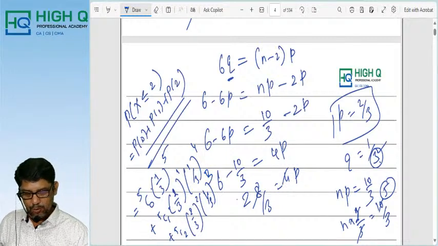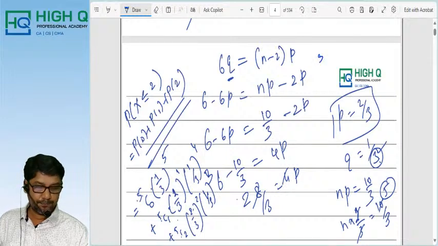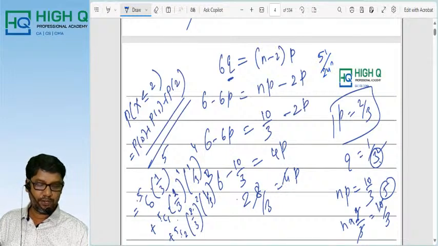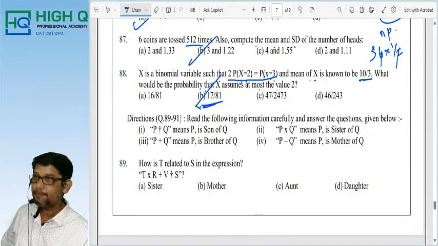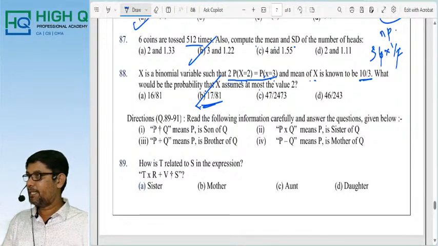But I can easily do it. What is it? 5 means 1. 1 plus 10 plus 40. 1 plus 10 plus 40 is what? 51. 51 by 243 is the right answer, which is 17 by 81. See, even I am taking this much time.